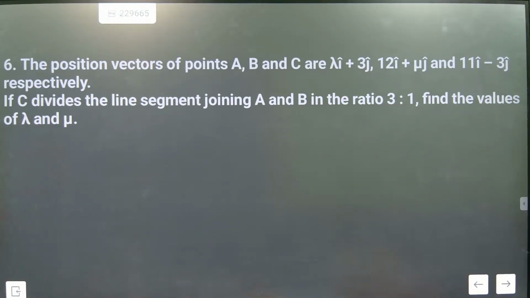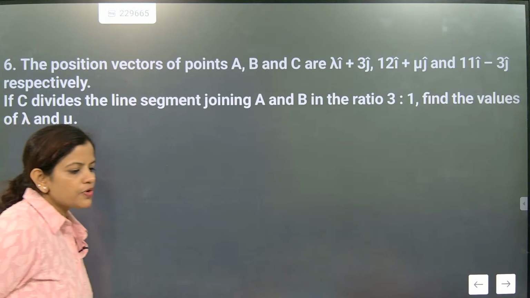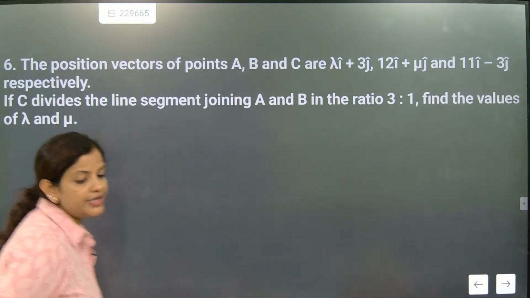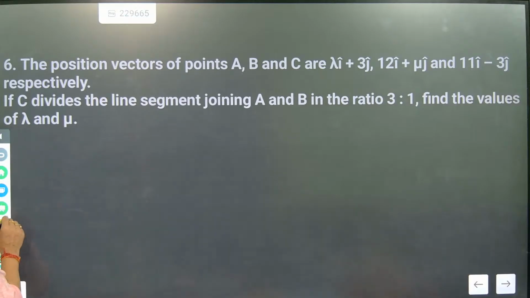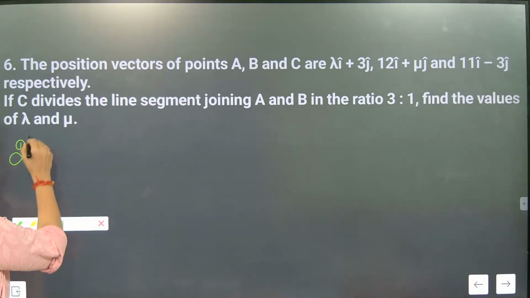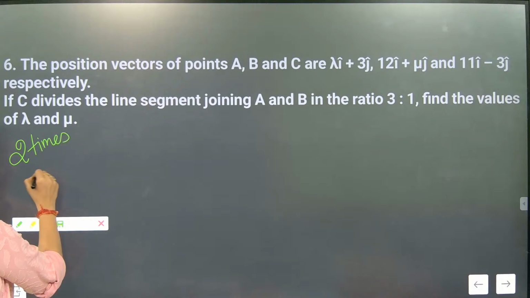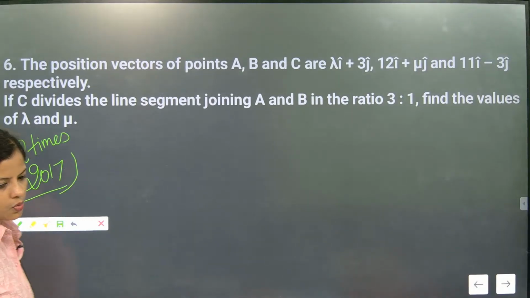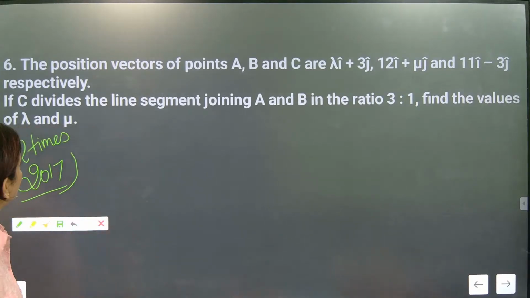Everyone try this question. This question came in board examination 2017. Two times this question came in board examination, so please solve this question. Last it came in 2017, so definitely it's an old question, but we can't leave any question which came in board examination.